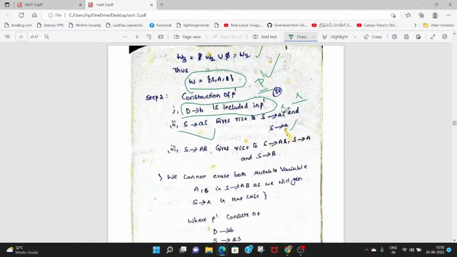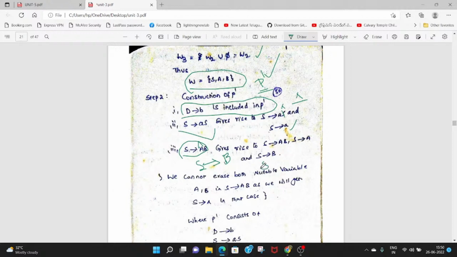Because in place of A, S is going to derive AB. So AB is null, so this is going to derive A directly. S tends to A. And then I'm taking this S tends to AB, which gives you two types of things. If I vanish this, I'm getting S tends to B. Because you consider null for A one time, for B another time.